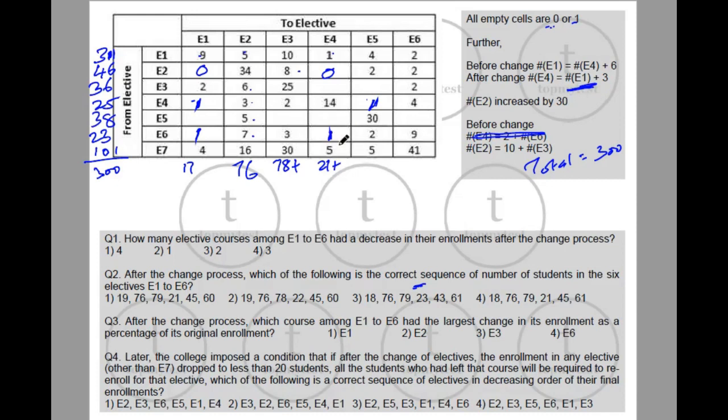Which means this number cannot exceed 21. So these two should be 0 and this should be 1. So this should be 17 plus 1, which should be 18. And this should be exactly 21. So I know these three numbers for sure.